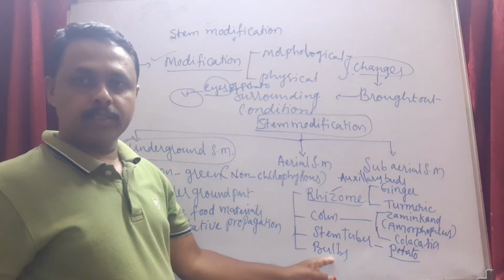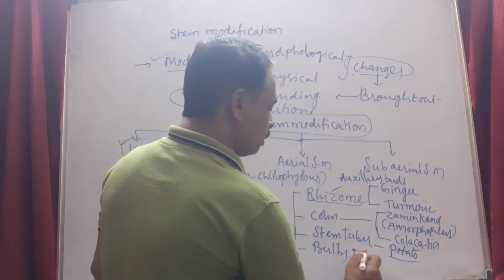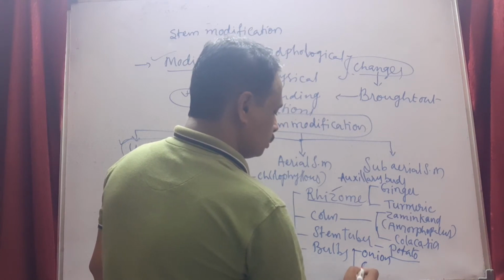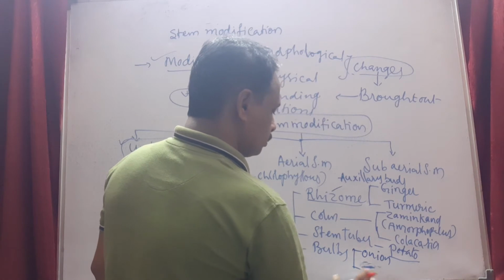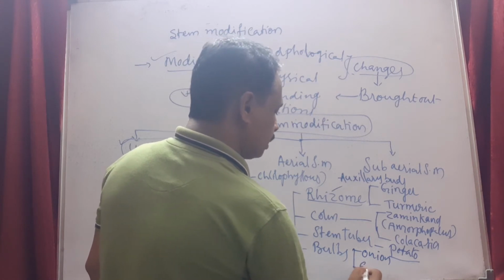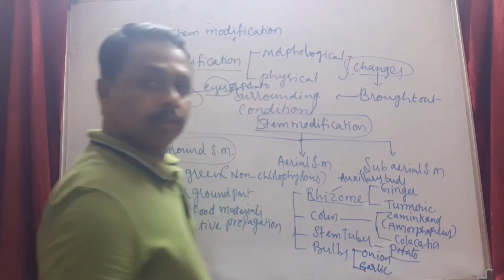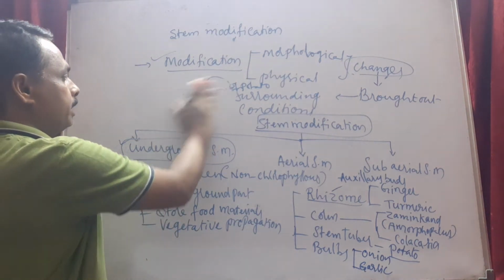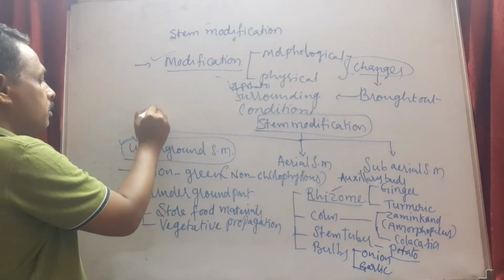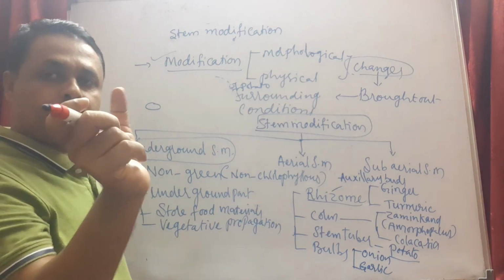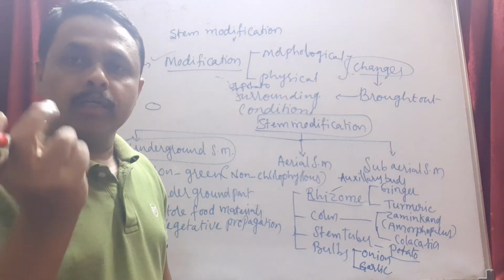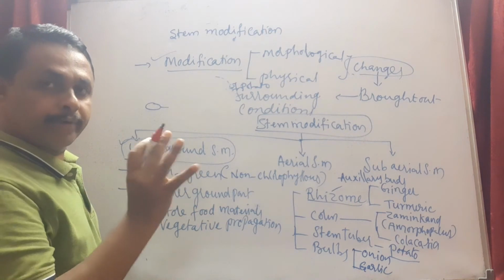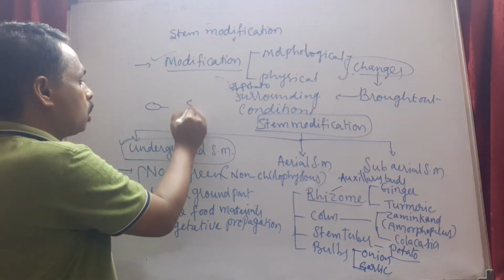And the bulbs, examples: onion and garlic. So these are the bulbs. So what is a bulb? Let us look here. A bulb has a short discoid stem, which doesn't store food materials. This is the modified stem structure, which is short and discoid.